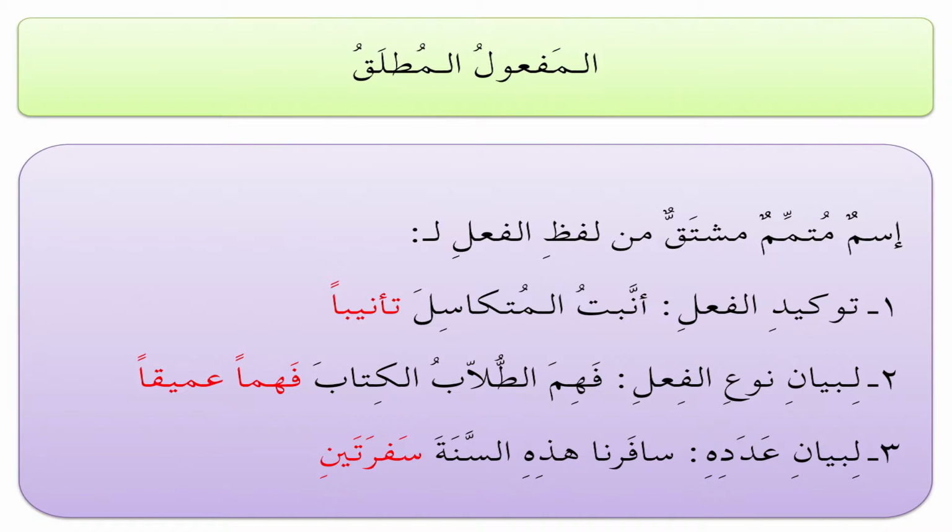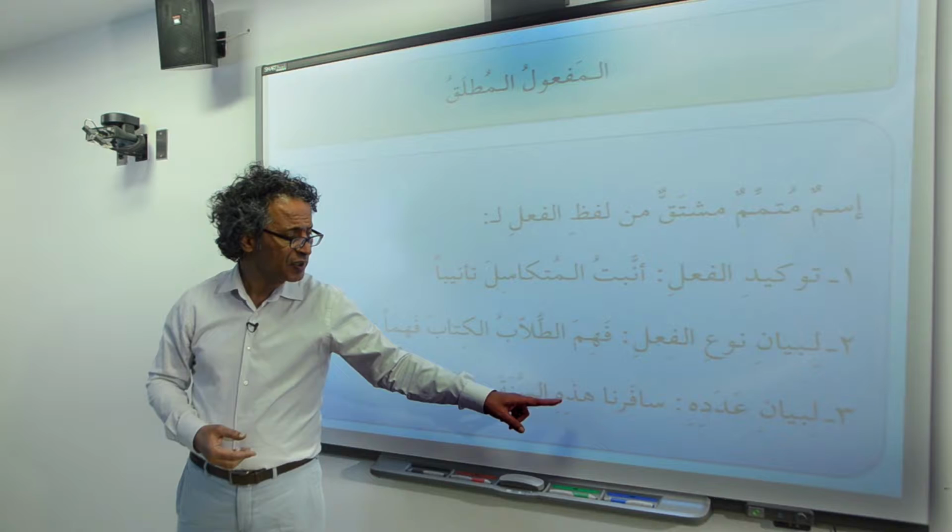لبيان عدده. This is the third function that it has. To show how many times it happens, or to show the number of occurrences of the verb. سافرنا هذه السنة سفرتين. So we traveled this year twice.